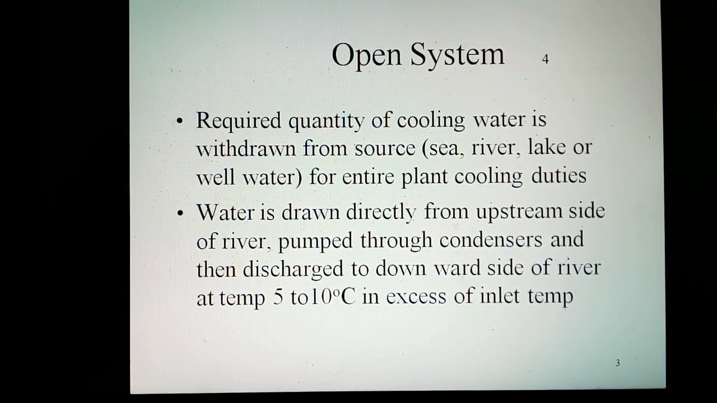Open system. In the open coolant water system, all the required quantity of coolant water is withdrawn from the source: sea, river, lake, or well water for entire plant coolant use. In this system, the water is drawn directly from the upstream side of the river, pumped through the condensers and then discharged to the downward side of the river at a temperature 5 to 10 degrees centigrade in excess of the inlet temperature.